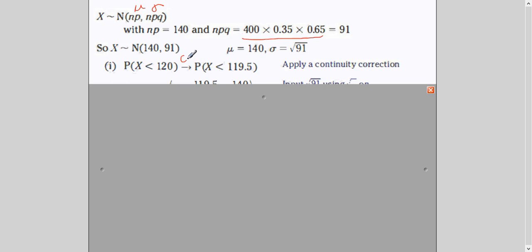Now you are applying continuity correction here. It is less than 120. If somebody still has confusion: less than 120 means left hand side, and 120 is not included. So I will subtract 0.5, sorry, from 120 to get 119.5. If I go from here, 120 will not be included. But if I add 0.5 and go back left hand side from here, 120 will become part of it. So that's why we have subtracted here.